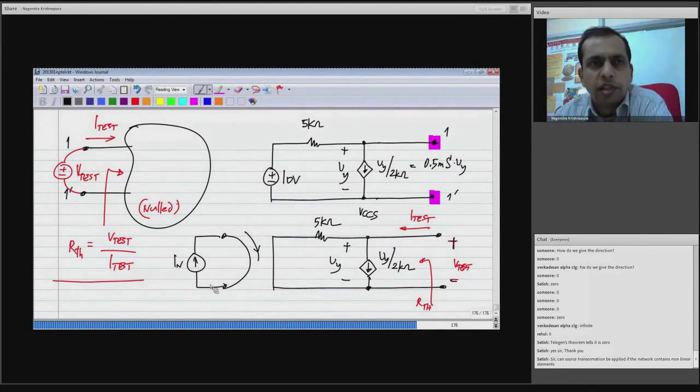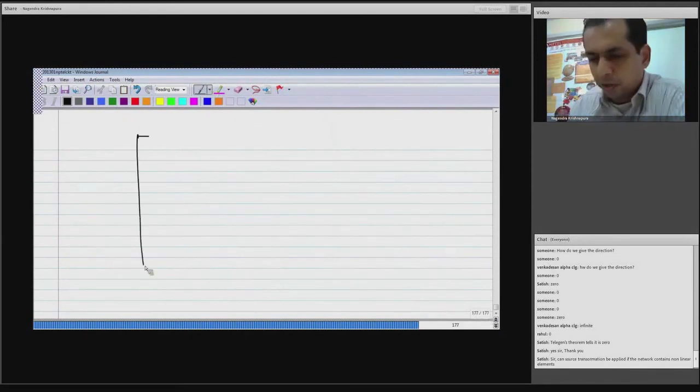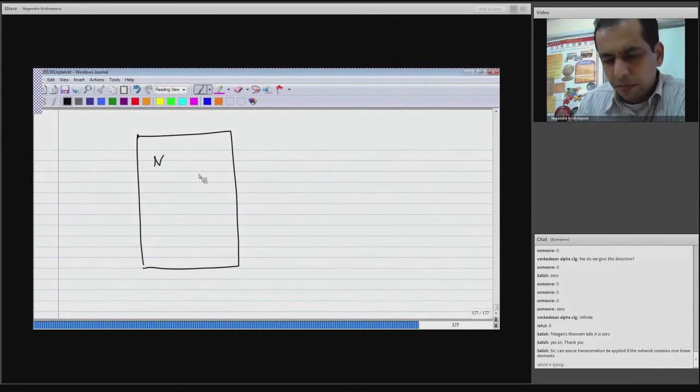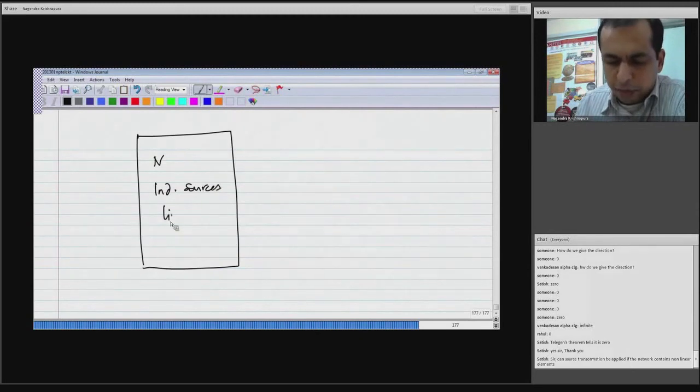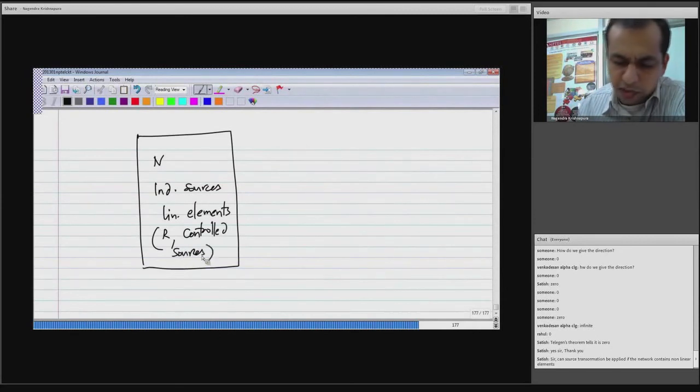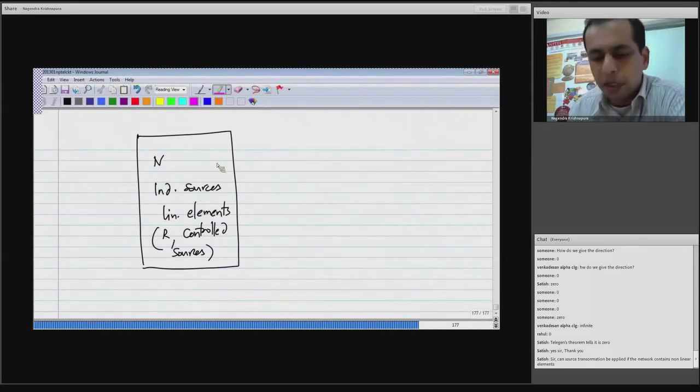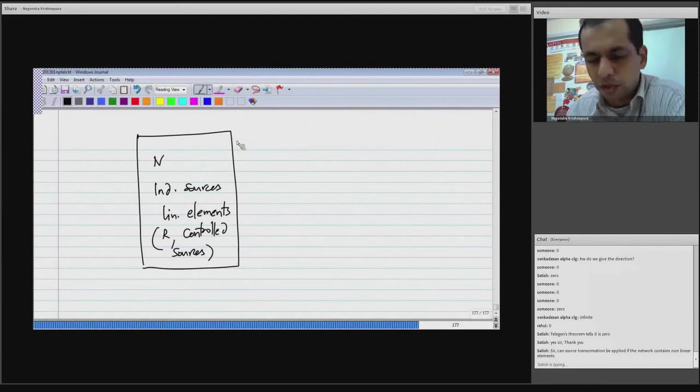Now another question is, can source transformation be applied if the network contains nonlinear elements? Now, like I said before, the part that you are transforming has to contain linear elements. So what I mean by this is the following. I have taken the example of this network N with independent sources and linear elements, and linear elements includes the resistances and controlled sources, with the only condition that the controlled sources have to be controlled by something inside N, some branch voltage or branch current.